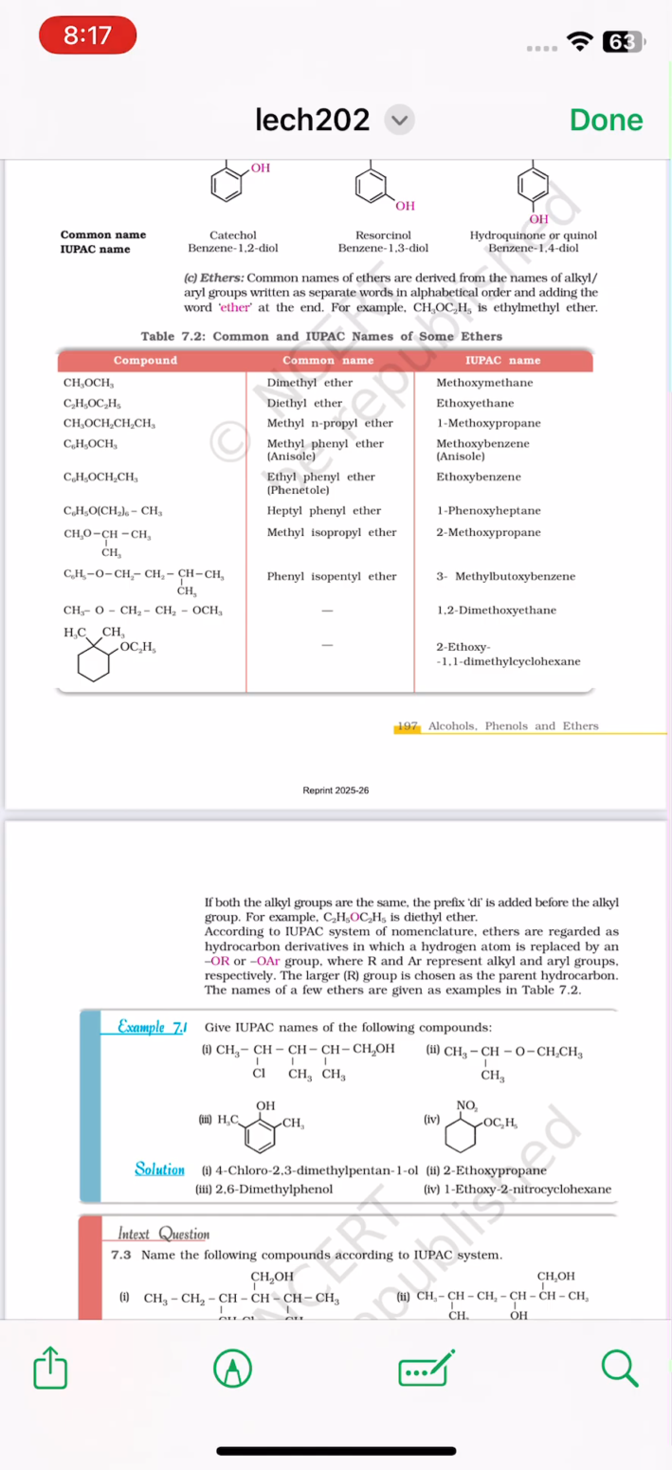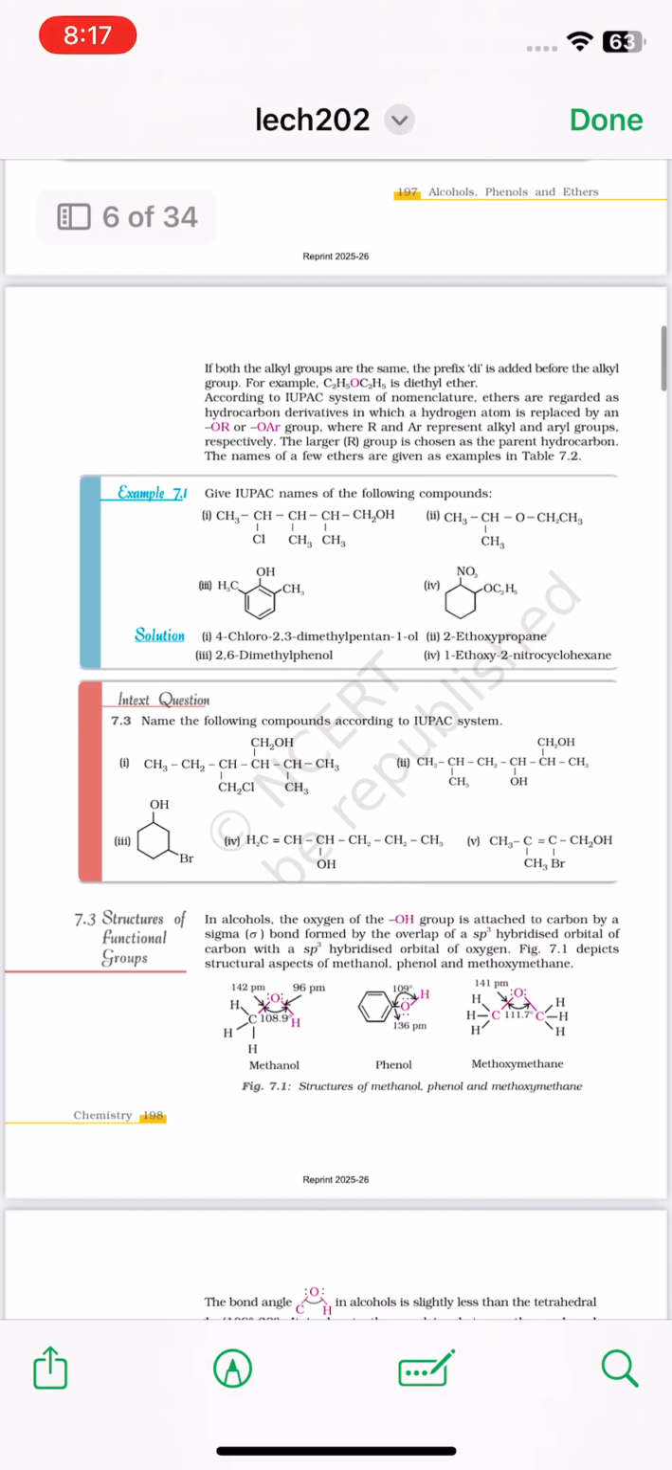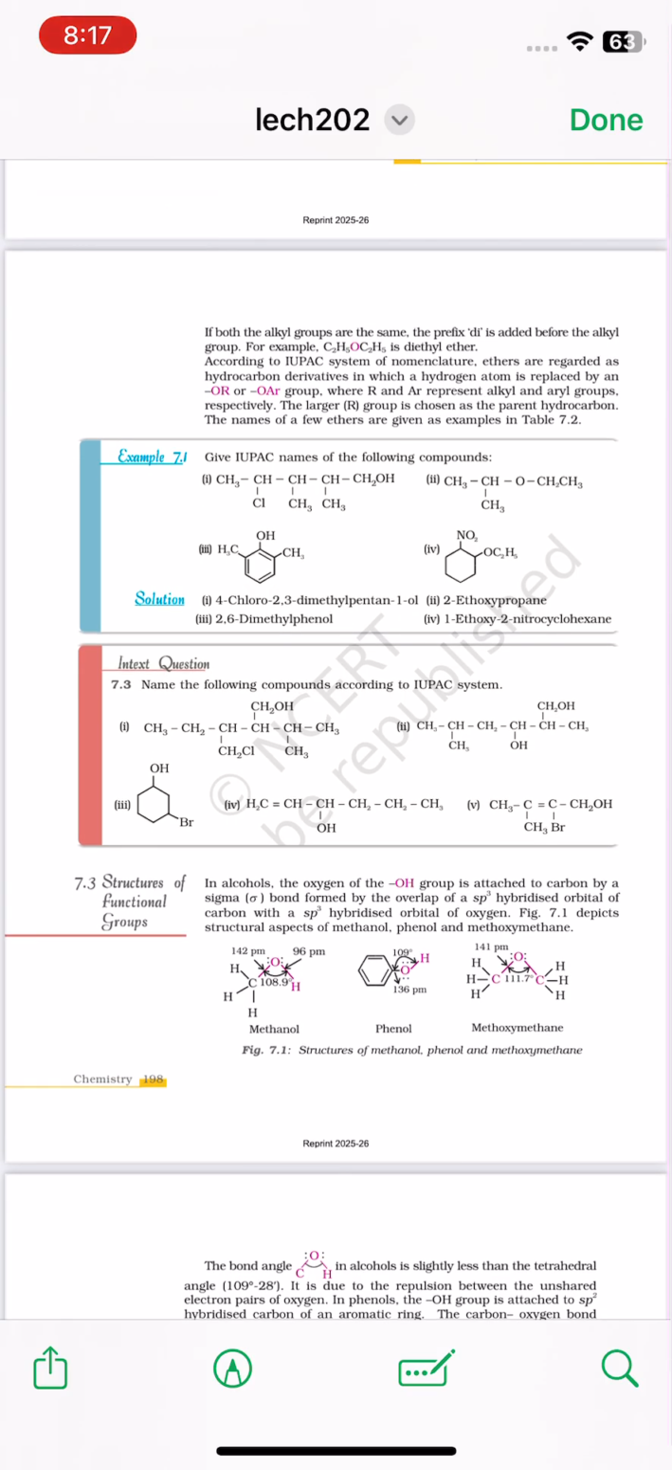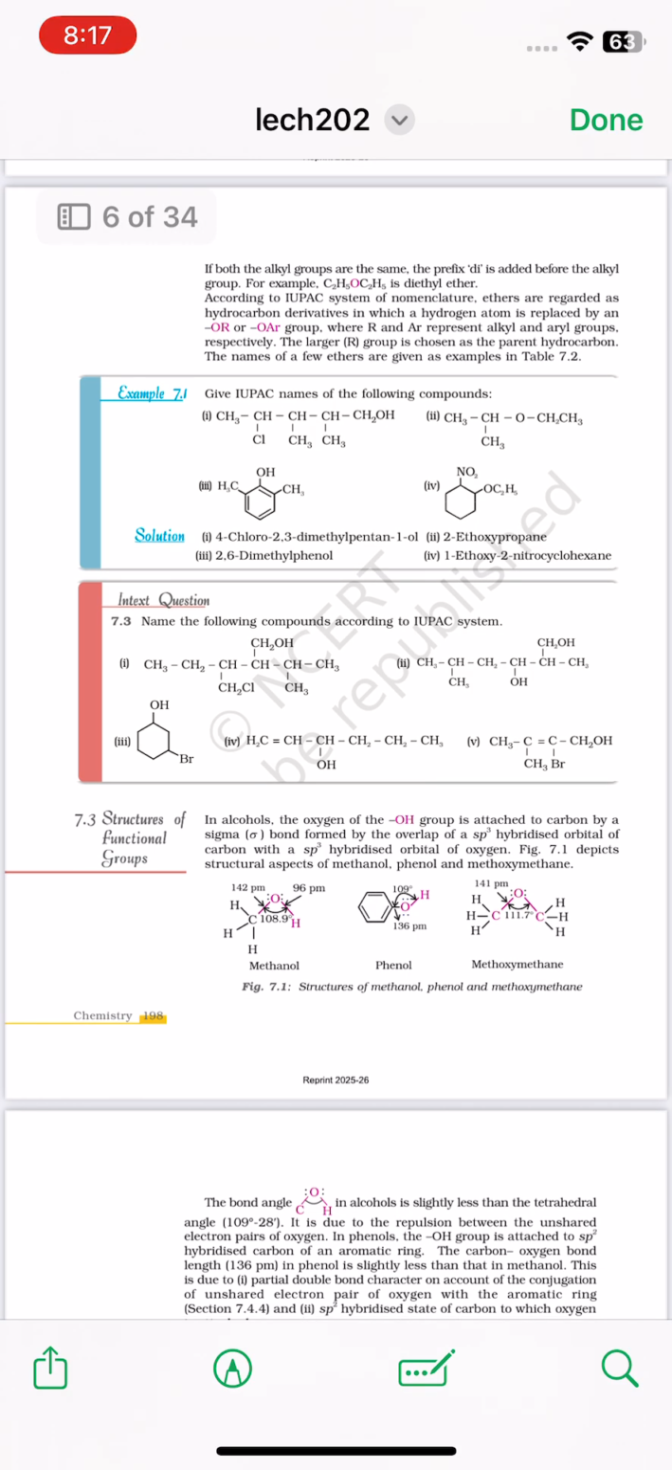Common and IUPAC names of some ethers. If both the alkyl groups are the same, the prefix di is added before the alkyl group. For example, C2H5OC2H5 is diethyl ether. According to the IUPAC system of nomenclature, ethers are regarded as hydrocarbon derivatives in which a hydrogen atom is replaced by an OR or OAr group, where R and Ar represent alkyl and aryl groups respectively. The larger R group is chosen as the parent hydrocarbon. The names of a few ethers are given as examples in Table 7.2.